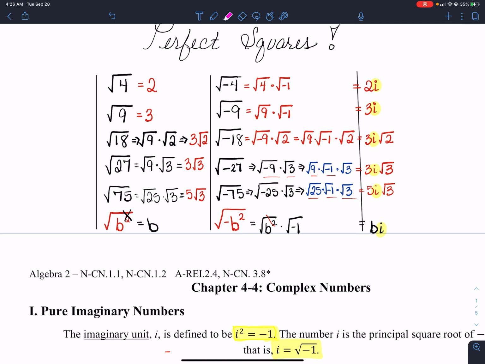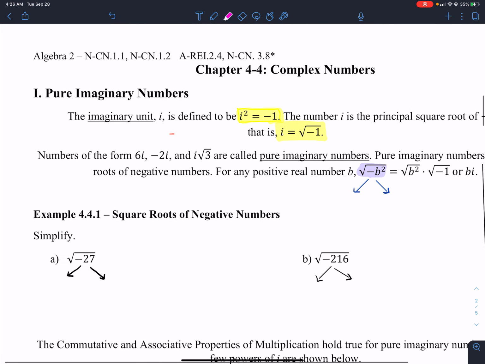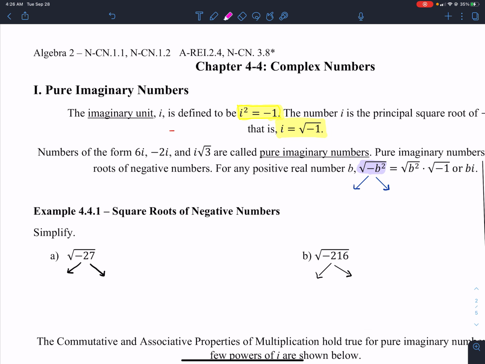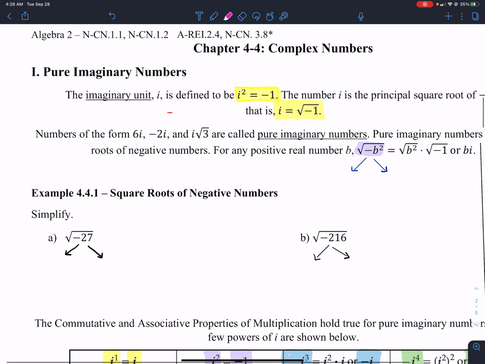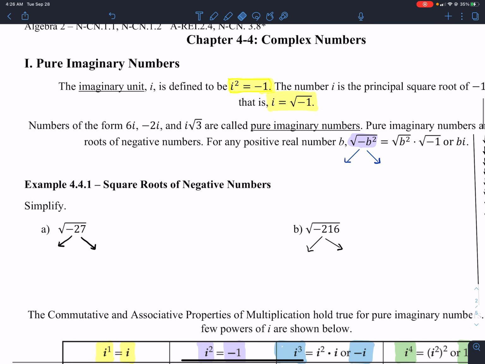All right, so let's go look at our notes for today. Okay, anytime that we see an I anywhere in our answers, that means that there was originally a negative underneath the radical sign. Okay. If we ever find I squared, that can be simplified as -1. And let's see. All right, so here's some ways that you could see the answer. Here is 6I. That was originally -36 underneath the radical.